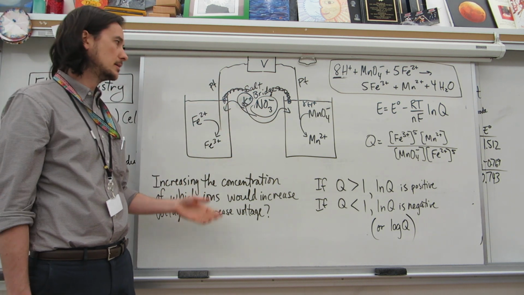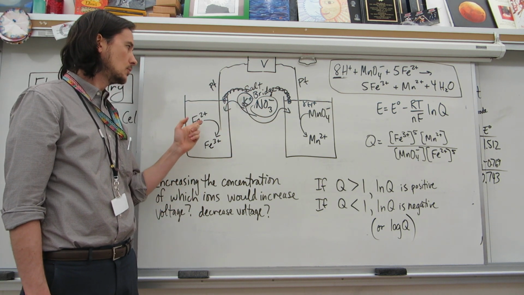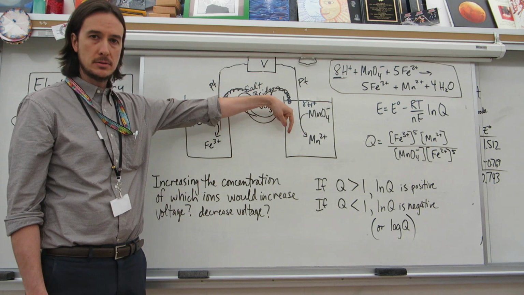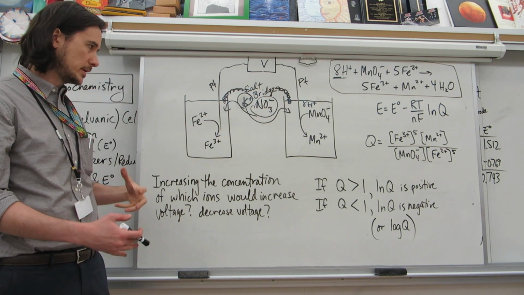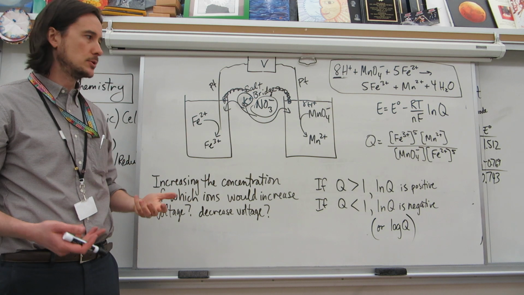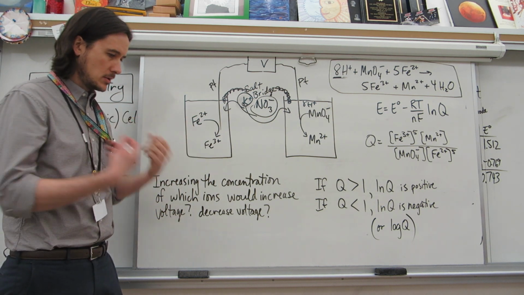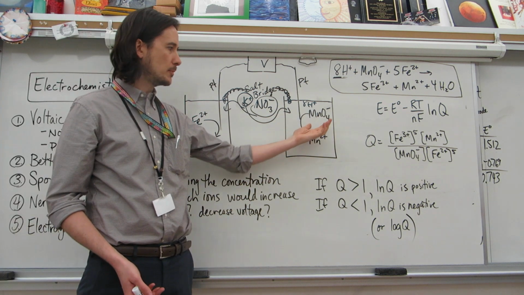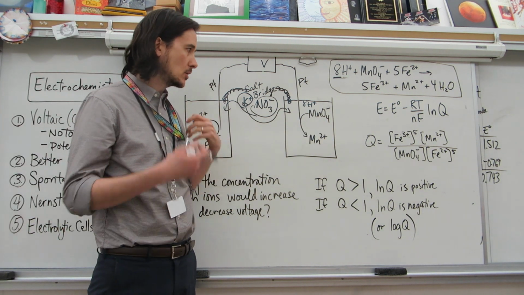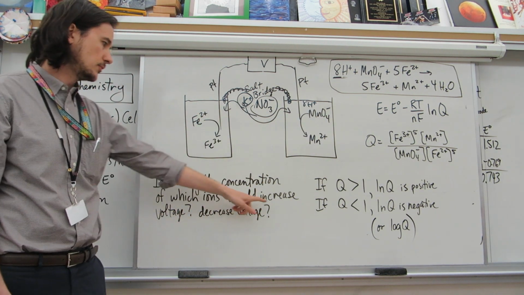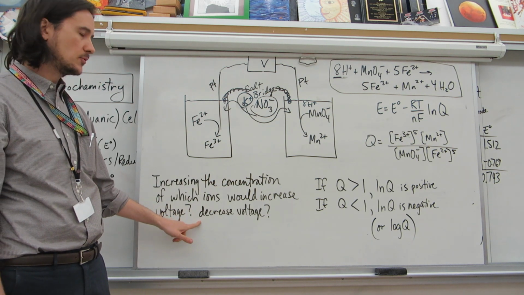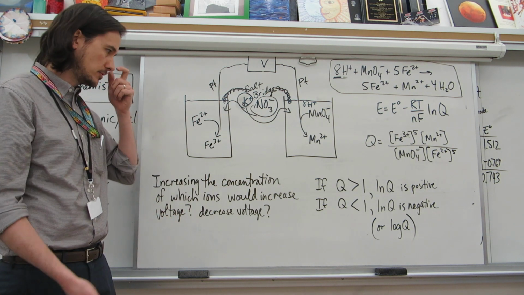This is a voltaic cell. Electrons are going to flow from here to there. But if we wanted to increase the voltage, what could we do? We have iron 2 and iron 3 in this beaker. What do we dump in? If we have permanganate and manganese 2 in this beaker, what do we dump in if we want to increase the voltage? And then what do we dump in if we want to decrease the voltage?